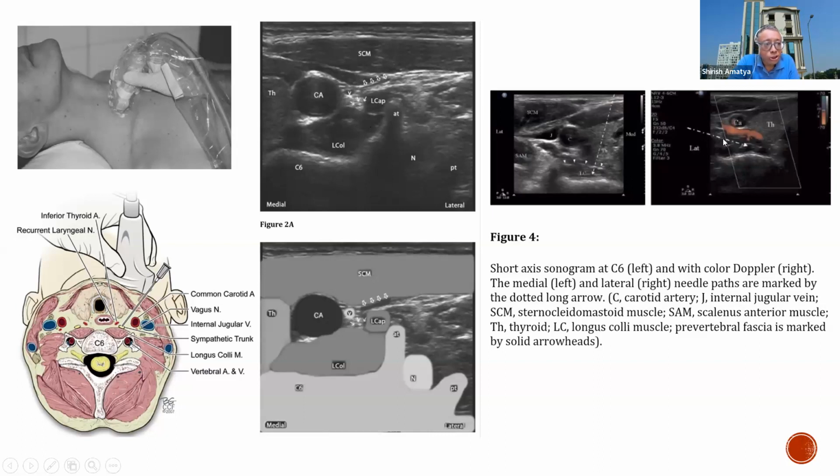Here is also a picture of the needle trajectory for the blockade of the stellate ganglion. And this is the ultrasonography picture with color Doppler, which shows the carotid artery as well as the inferior thyroid vessels. We should be aware of these vessels, and we should not puncture these vessels, and we should not inject inside these vessels.